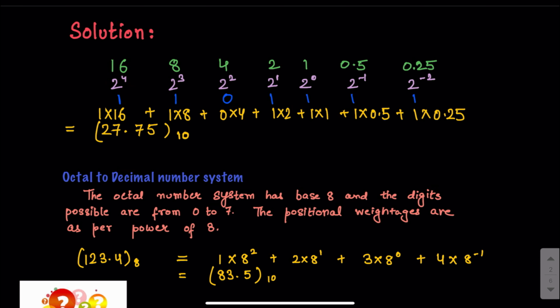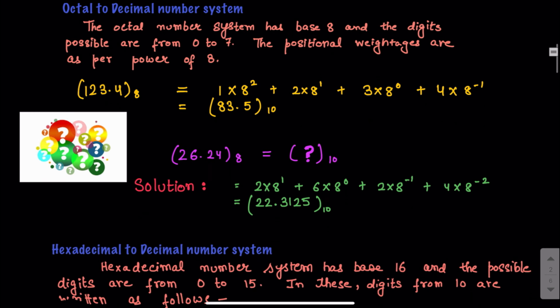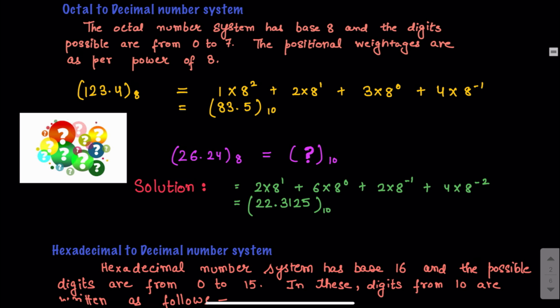Let's get to another number system, which is called the octal number system. Now, as the name suggests, the base is 8 and the digits possible are from 0 to 7. The positional weightages are now in the power of 8, and hence an octal number 123.4 base 8 is equivalent to, I have to write the positional weightages.